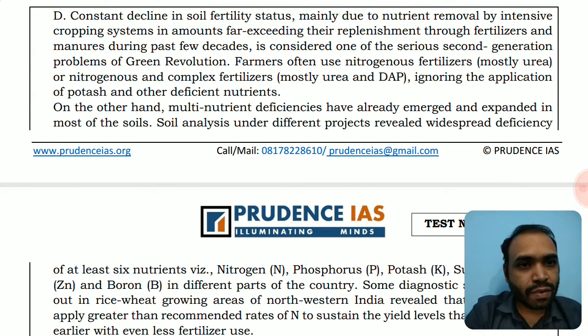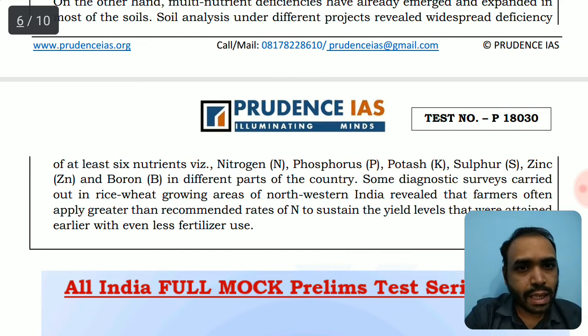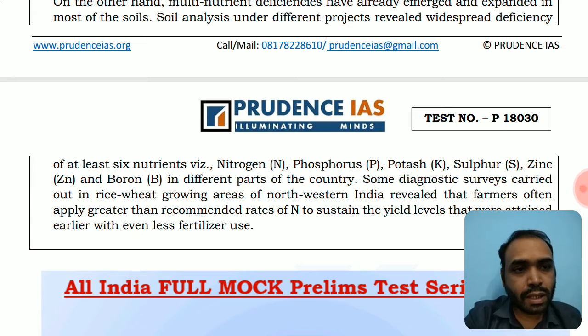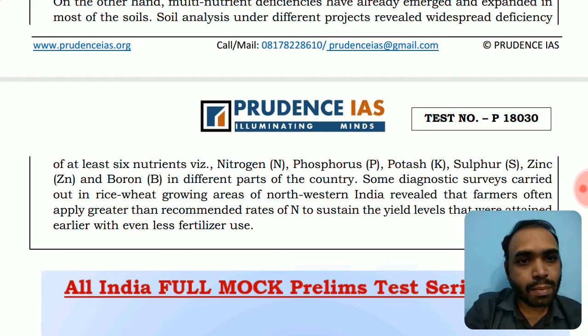Soil analysis under the different projects revealed widespread deficiencies of at least six nutrients, that is nitrogen, phosphorus, potash, sulfur, zinc, and boron. These are the ill effects of this green revolution in different parts of the country. They are being depleted of these nutrients, which are very important for the soil. So there is a kind of deficiency of all these nutrients.